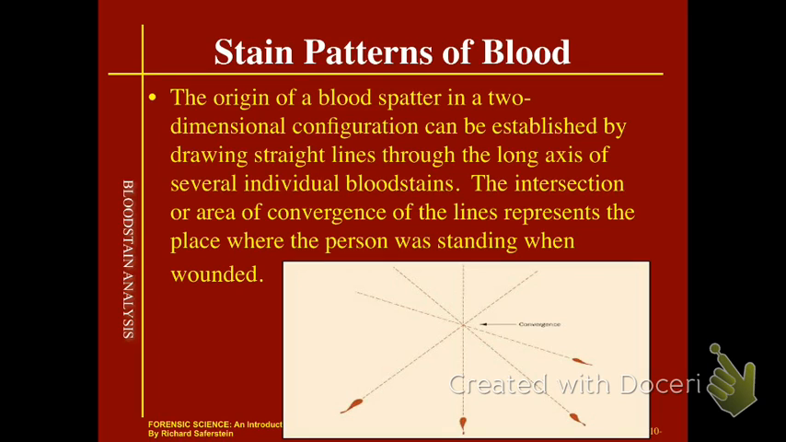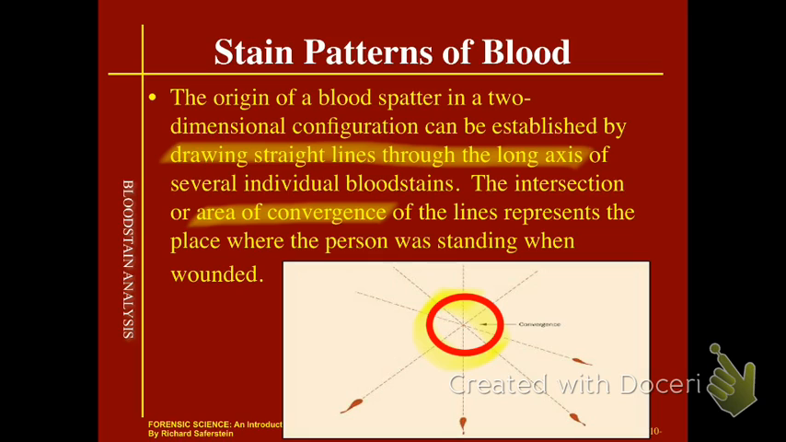So if we're looking at blood spatter in 2 dimensions, what we're going to find is called the area of convergence. How we do that is we draw straight lines through the long axis of individual blood stains. And then we see an area where those will come together here. That's the area of convergence. And that represents where the person was standing or sitting, their position when they were wounded.